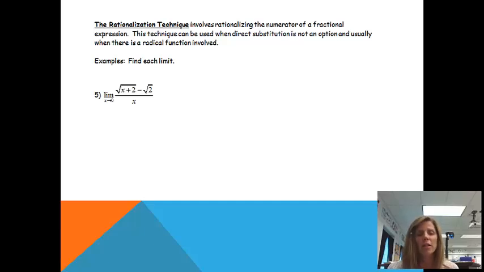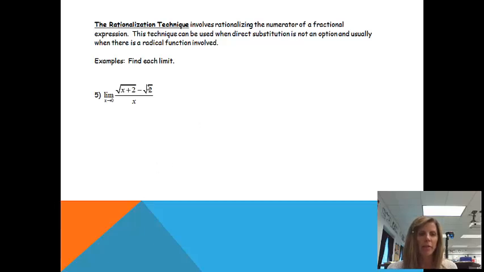The rationalization technique basically works if you have some sort of square root in either your numerator or denominator. And I'm going to guide you through this. It's going to involve something that's called multiplying by the conjugate. So let's go ahead and get started on some examples.